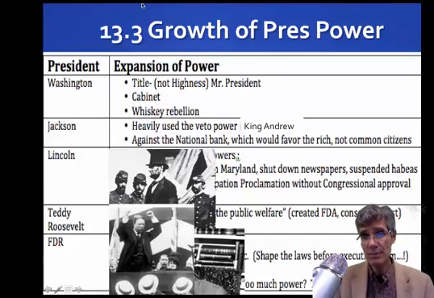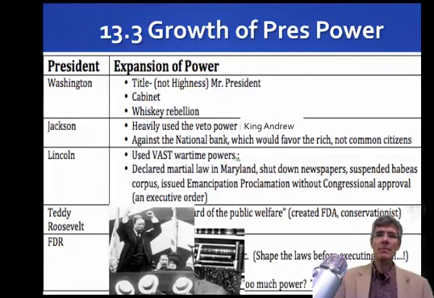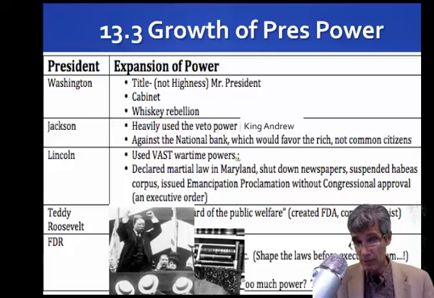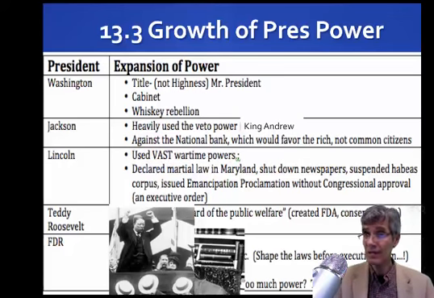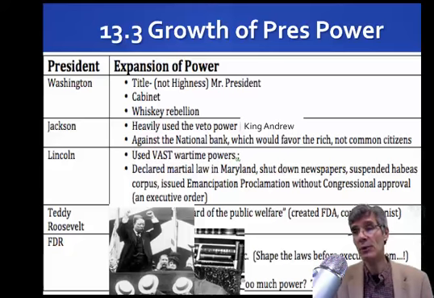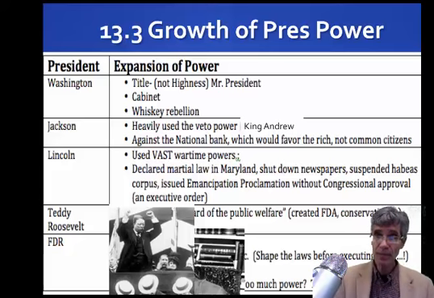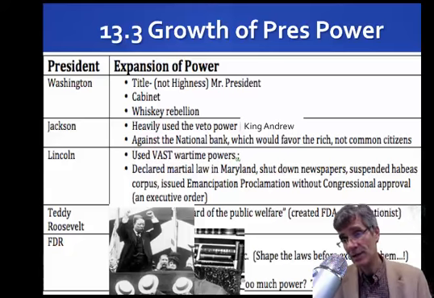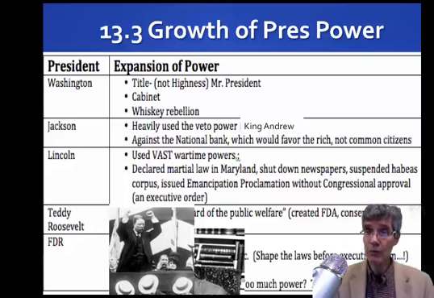Lincoln, of course, is famous in many ways, helping get rid of slavery. And he used vast wartime powers, so like no president had before. He declared martial law in Maryland. He shut down certain newspapers. He suspended the writ of habeas corpus. And he issued the Emancipation Proclamation as an executive order without congressional approval. So he vastly expanded the powers in wartime.